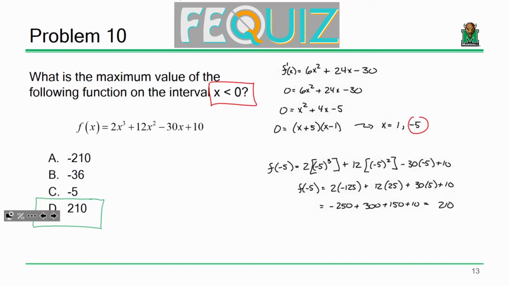Well, you could check the boundaries and we can go through all. Well, first off, the boundary is really just x is less than 0, so it's just 0. So if I plug in 0, I'm going to get 10. So the numbers tell me that this is a maximum.